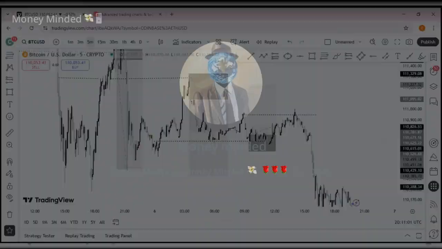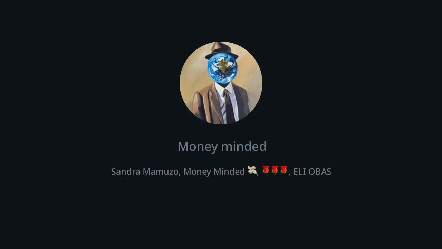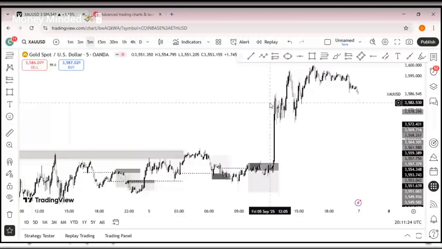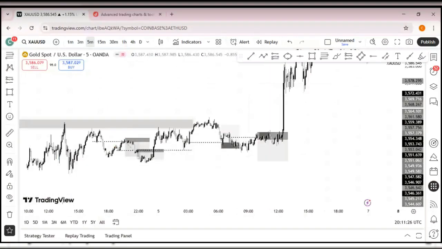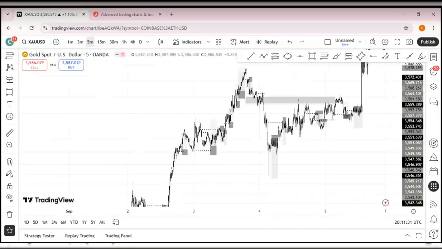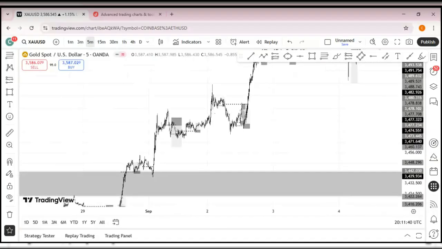So okay, I said I will show you guys on gold, which is what I will do. All right. Before we go, XAU USD. These are all my trades on gold for a while now, if I'm not mistaken.